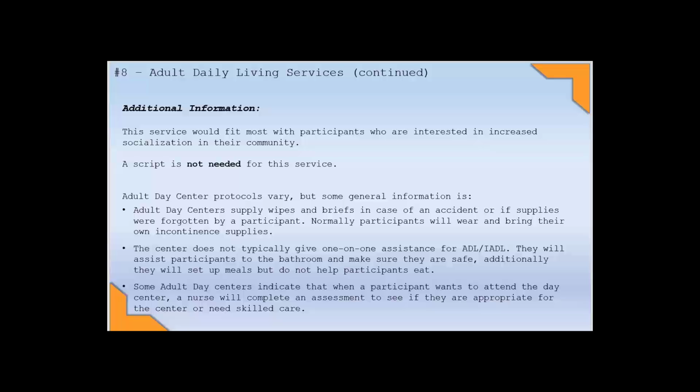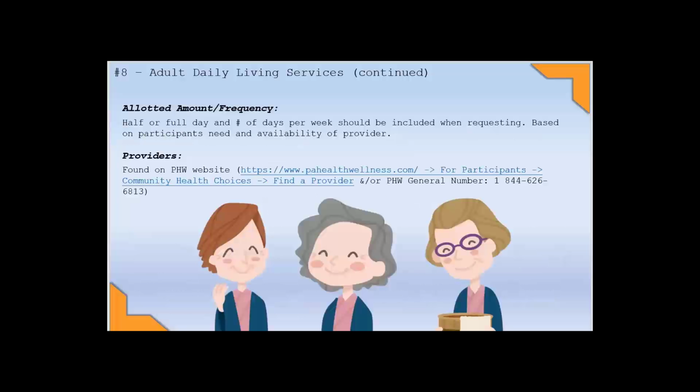So while the adult day center protocols may vary, some general information is that they supply wipes and briefs in case of an accident or if supplies were forgotten by a participant. Normally, participants will wear and bring their own incontinence supplies. And then we have our half or full day, a number of days per week should be included when requesting, and it's based on participants' need and availability of the provider.